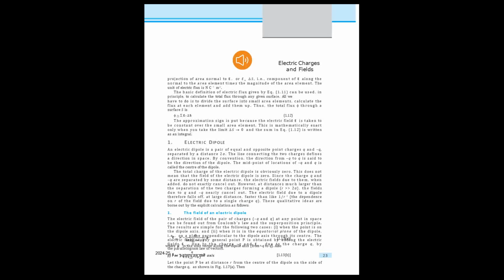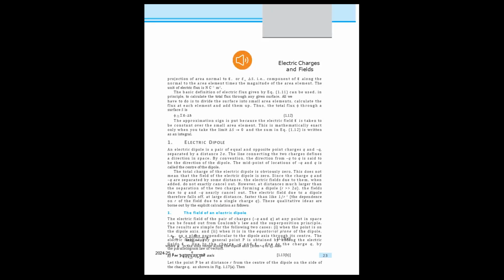The field of an electric dipole. The electric field of the pair of charges minus q and plus q at any point in space can be found out from Coulomb's law and the superposition principle. The results are simple for the following two cases: when the point is on the dipole axis and when it is in the equatorial plane of the dipole, that is, on a plane perpendicular to the dipole axis through its center. The electric field at any general point P is obtained by adding the electric fields E minus q due to the charge minus q and E plus q due to the charge plus q by the parallelogram law of vectors.